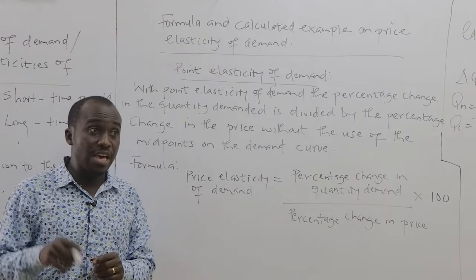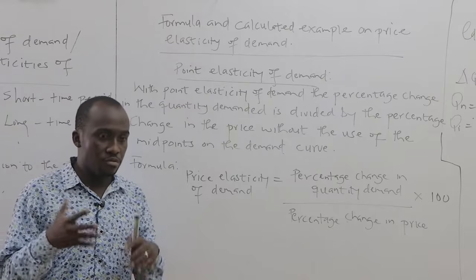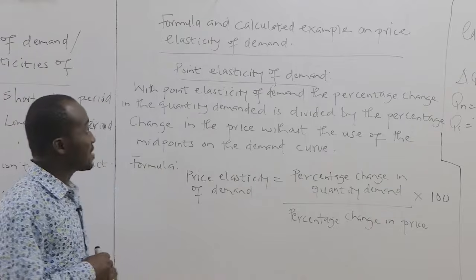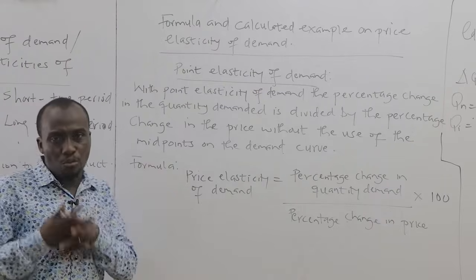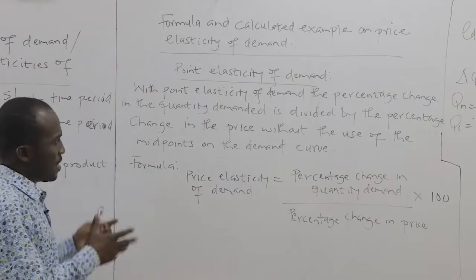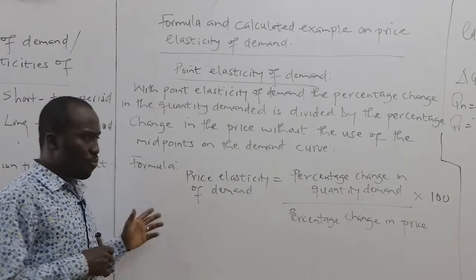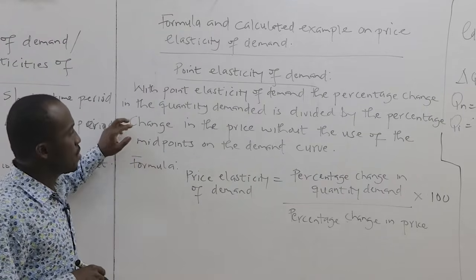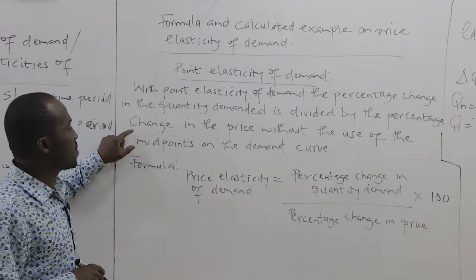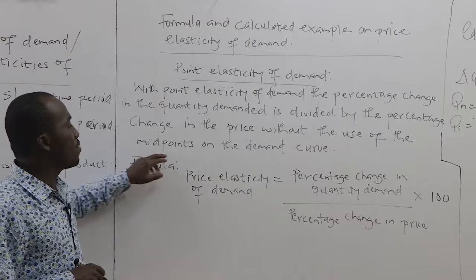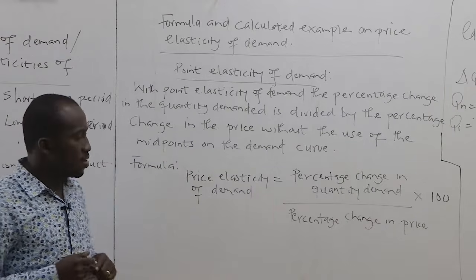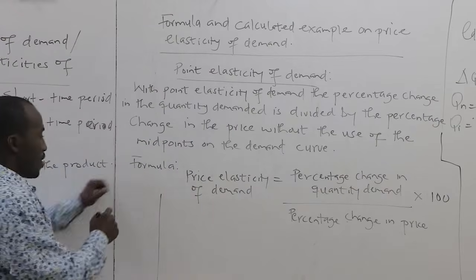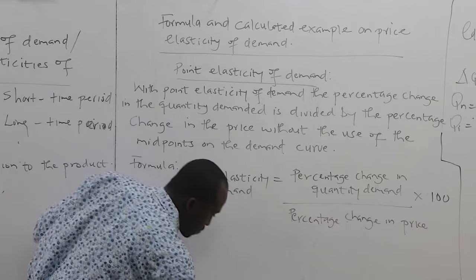In most of these things, you're going to calculate in exams, so you have to be very abreast of the calculation. Let's see how the point elasticity of demand works out. This is the point elasticity approach of calculating the price elasticity of demand. With the point elasticity of demand calculation, the percentage change in quantity demanded is divided by the percentage change in price without the use of midpoints on the demand curve. So let's look at this diagram. I hope you can see from here. If price is here, here is quantity demanded.